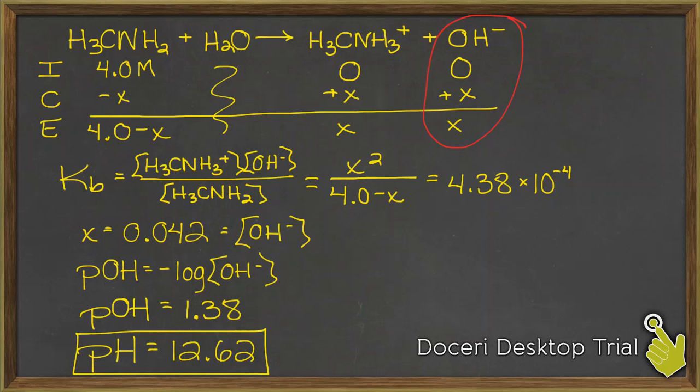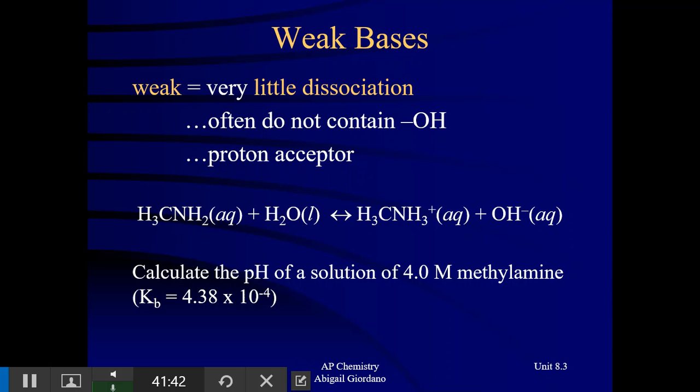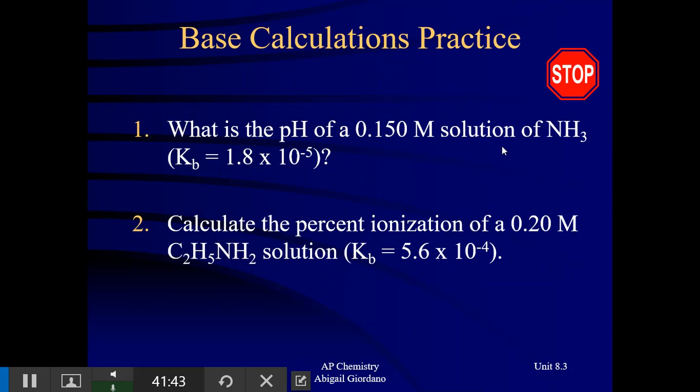So guys, this process was exactly the same as what we've been doing. The only difference kind of came in here. But don't memorize. If you've set up your ice table, you can always know what X is equal to. Okay? So I want you guys to try these two problems on your own.